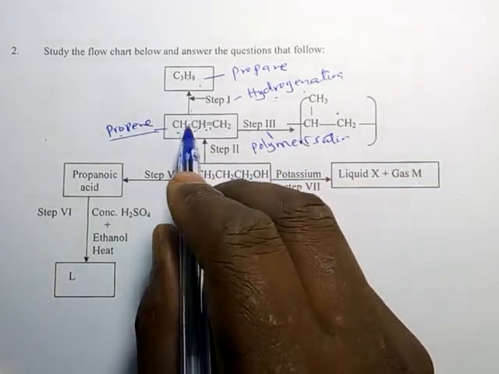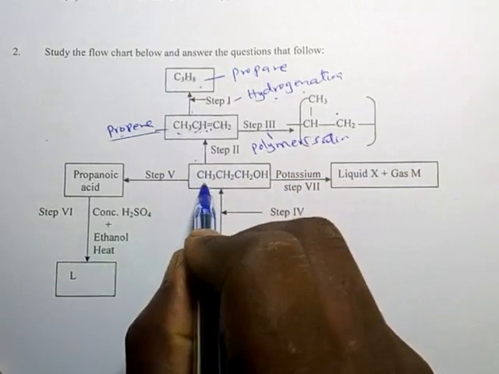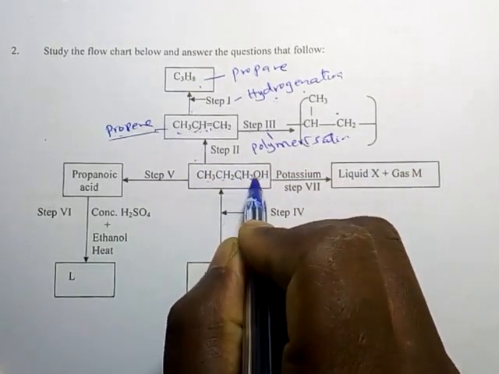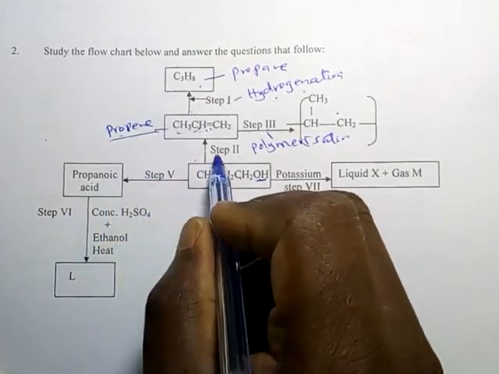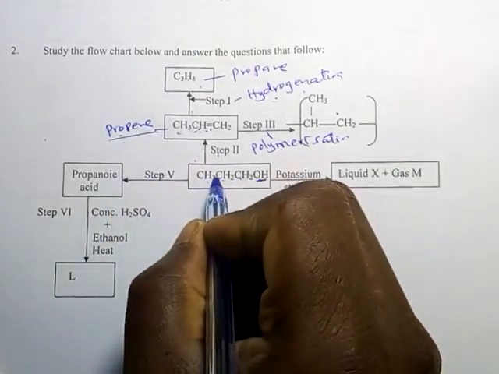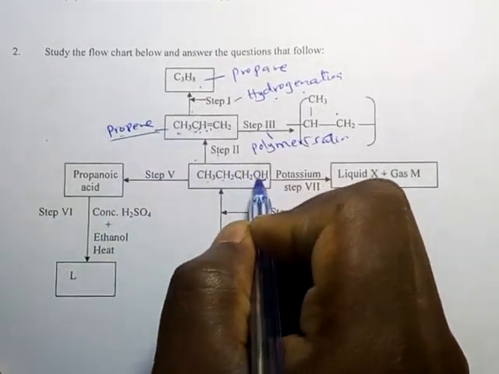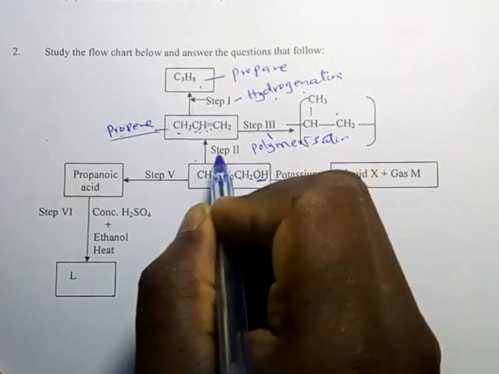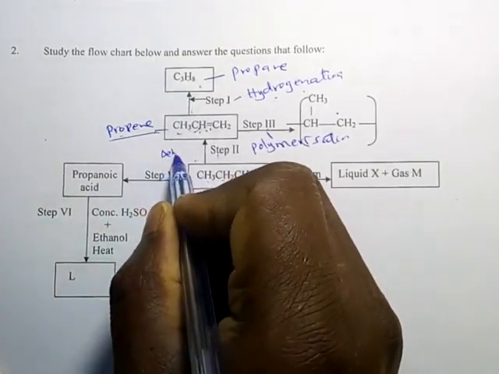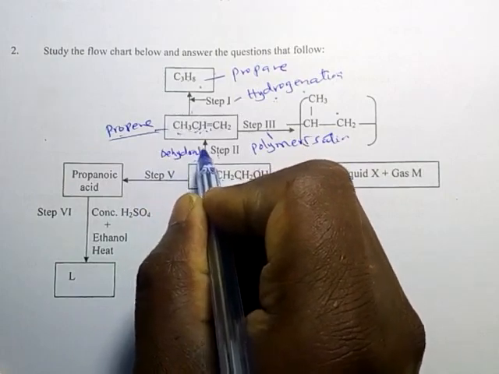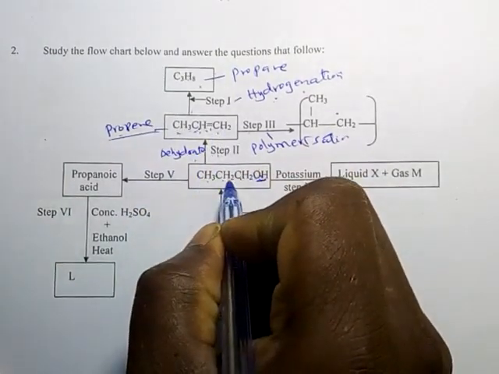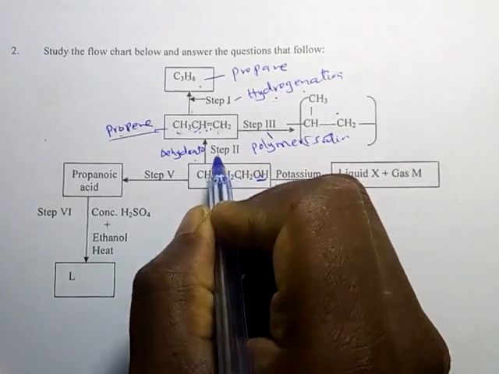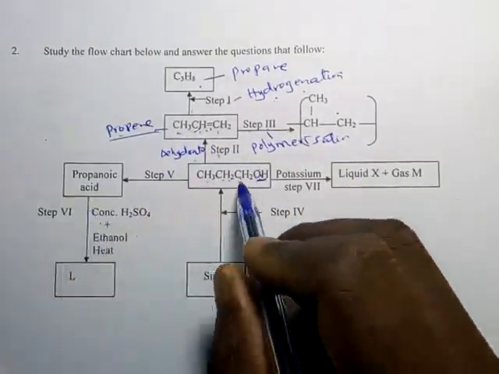So propene, how was it formed? It is formed from 1, 2, 3 ethanol, OH from ethanol. So we are forming this. So in step 2, what happens when ethanol is forming propene? The water inside it is removed. So step 2 is dehydration, removing of water to form propene. Propanol, water in propanol is removed to form propene.